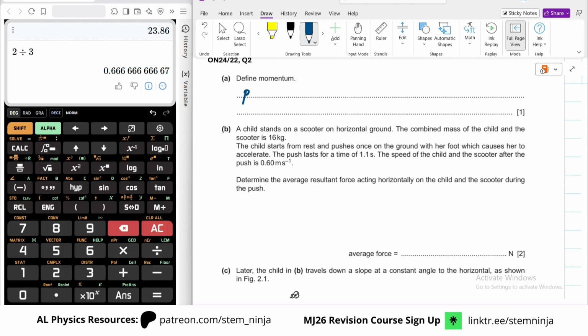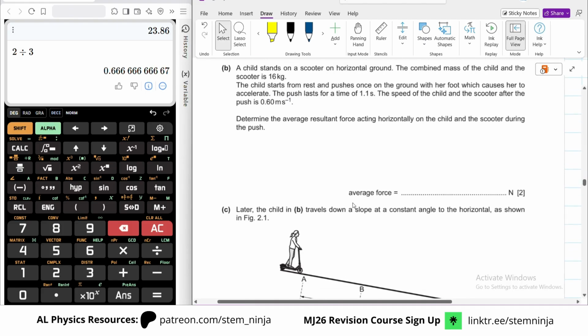Define momentum. It is the product of an object's mass and its velocity. Okay. A child stands on a scooter on horizontal ground. The combined mass of the child and the scooter is 16 kg. The child starts from rest and pushes on the ground with her foot, which causes her to accelerate. The push lasts for 1.1 seconds. The speed of the child and the scooter after the push is 0.6 meters per second. Determine the average resultant force acting horizontally on the child and the scooter during the push.